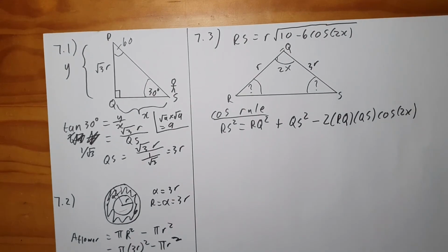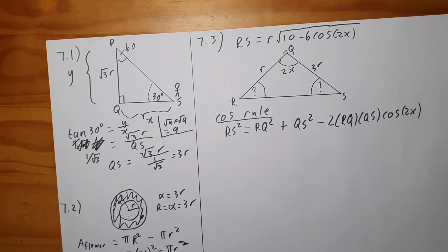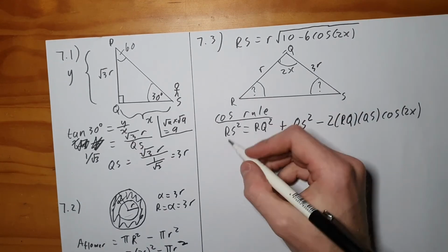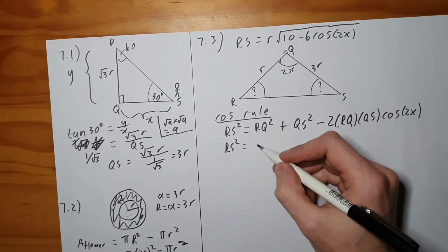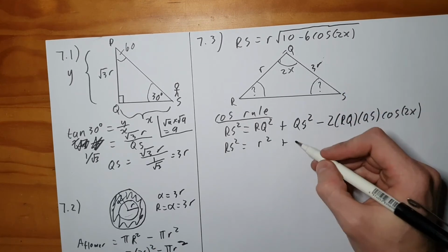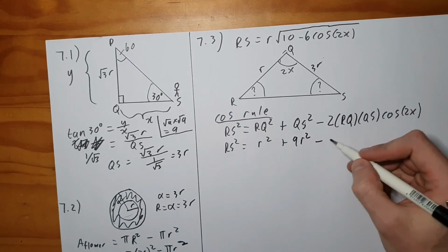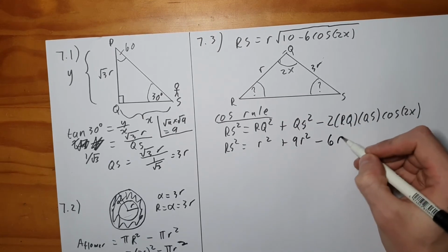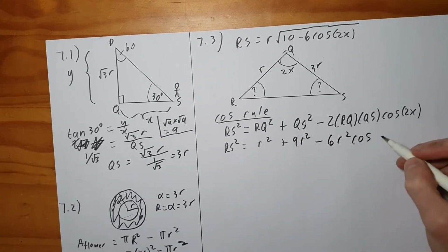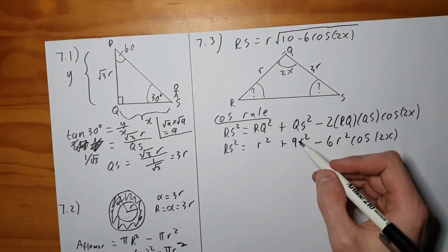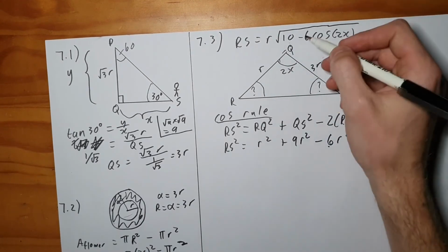Now I just need to apply some algebra in order to simplify everything. So I'm first going to substitute in what RQ and QS is. That's what's given over there. So RS squared equals, let's see, R squared plus 3R squared, which is going to give me 9R squared, minus, let's see, R is going to go in there, 3R is going to go in there, so that should give you 6R squared cos of 2x. Okay, now it's all about just sorting everything out. We can see that this and this is going to add, which is going to give me the 10 I'm looking for, and I've already got the 6 I'm looking for.